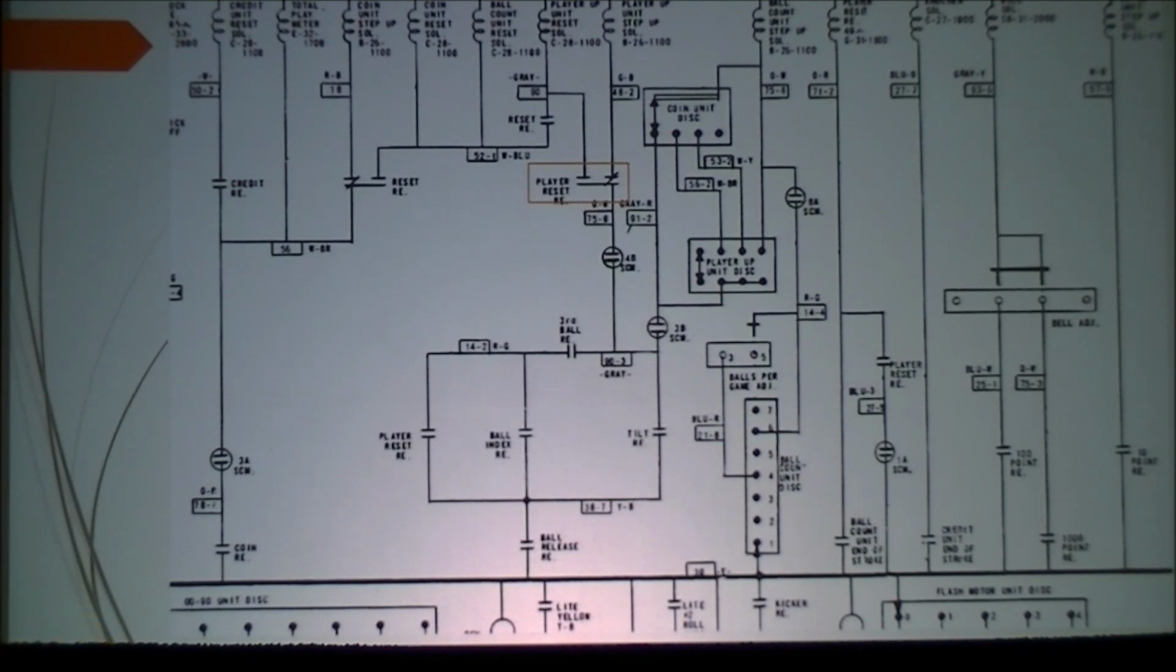Remember when player 1 drained ball 1, it went to player 2. And they played their ball, and it went to player 3, and they played their ball. So I also know all of this is working. So if everything over here is working and everything over here is working, that switch is the thing that's not working.